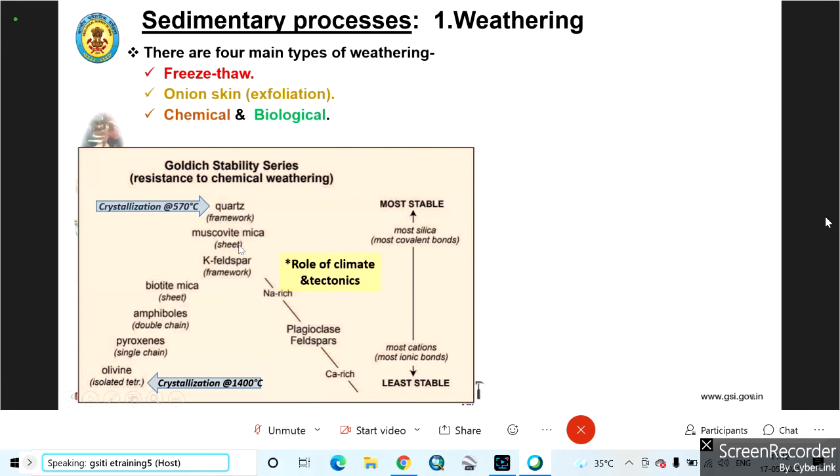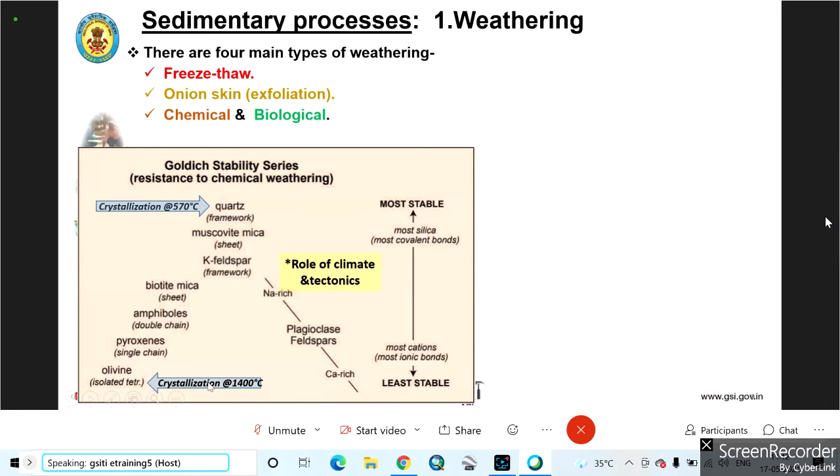Here you see that in the lower part, olivine and calcium-rich plagioclase are the least stable, having mostly ionic bonds, and on the opposite side, the most stable mineral is silica, which is bonded by covalent bonds.